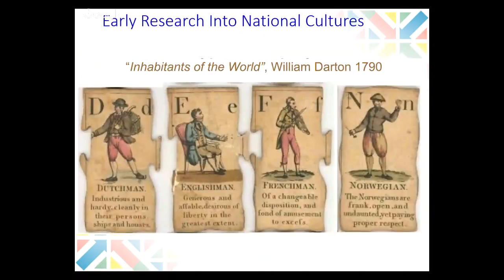Culture has fascinated researchers for a long, long time. This is an illustration from one of the very first manuscripts on culture I could find. And as you can see, it's from more than 200 years ago. But I would not be surprised if people have started thinking about cultural differences long before. And so this particular page is from a manuscript by William Darton, and more than 200 years ago he already was analyzing and studying how cultures of, in this particular case, Dutchmen, Englishmen, Frenchmen, and Norwegians are different. And I have no idea whether or not those differences still persist, but the point here is that this topic is very, very old. And the good news is that we've studied it for a long time, so we know a lot about cultural differences.